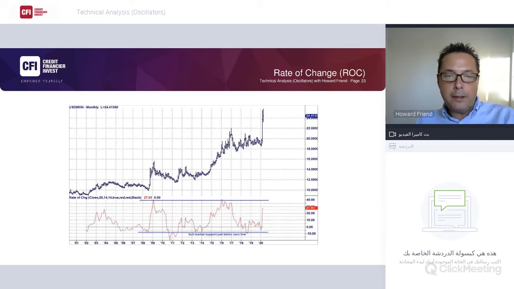So when we get the pullback, as the market comes below the 0 line on this 20-month rate of change, the market is apt to reverse to the upside and start to resume its trend. So if you're a swing trader looking for moves in the direction of the trend, this is not a bad oscillator to have in your toolkit.